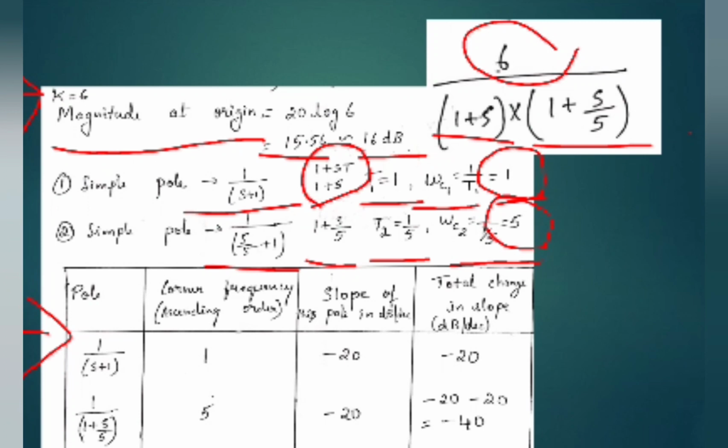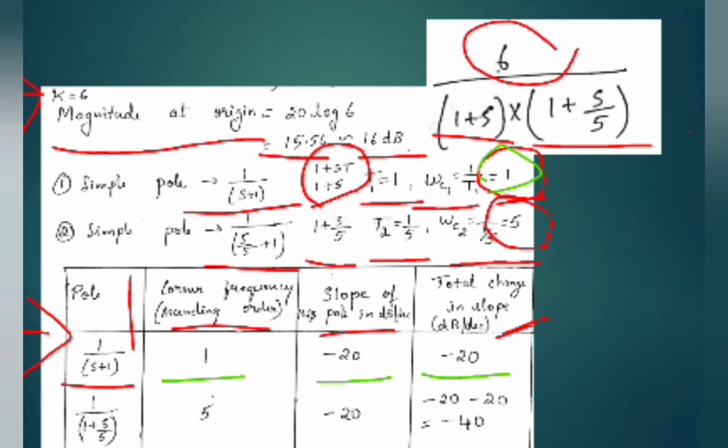So we have a table wherein the first column is pole, the second column is corner frequency, the third is slope, and then the total change in the slope. So let us take the first pole, that is 1 divided by s plus 1, and we have already found out that the value of the corner frequency is 1 here. So I'll take the same value. Always remember the slope of the poles is minus 20 decibel and the slope of zeros is plus 20 decibel. So accordingly, because it is a pole, I'll take it as minus 20 decibel. There was no slope before this, so the total change in the slope will remain the same, that is minus 20 decibel.